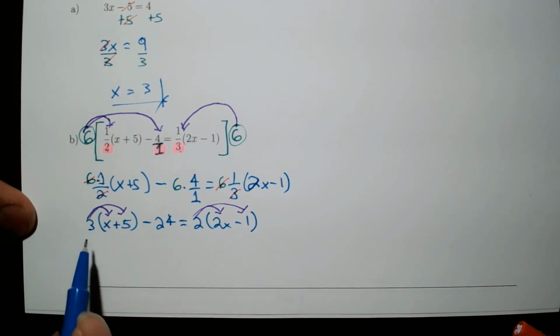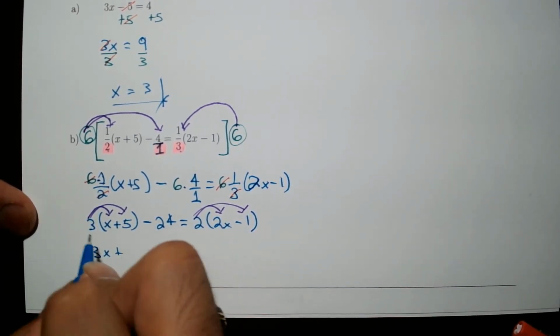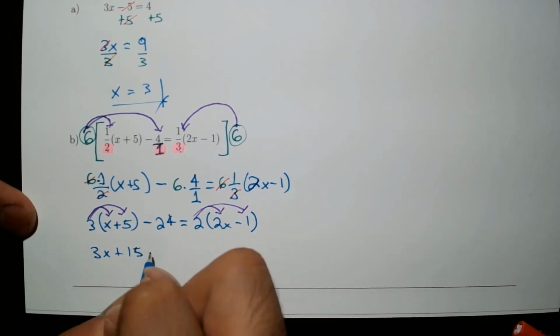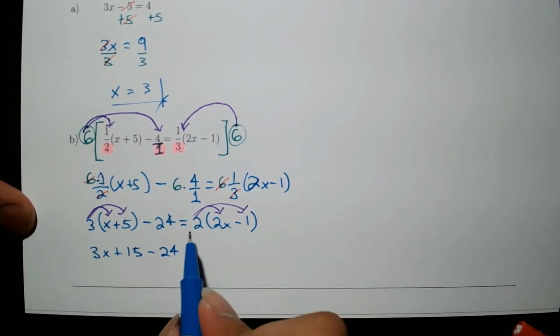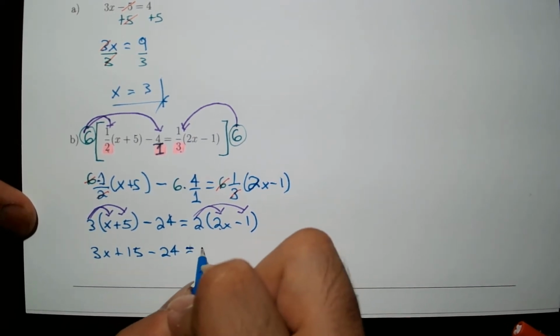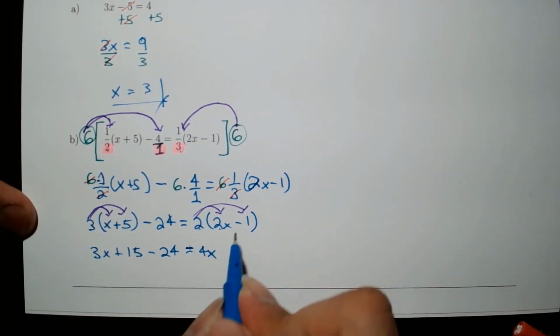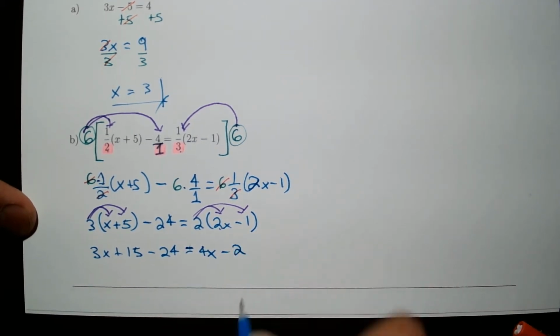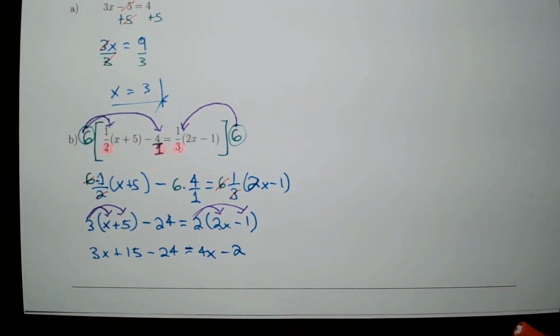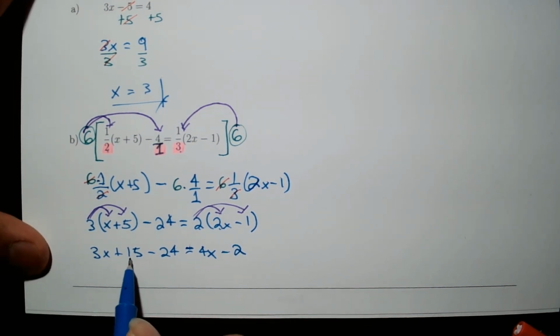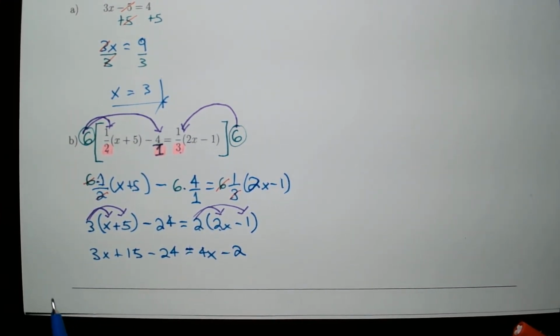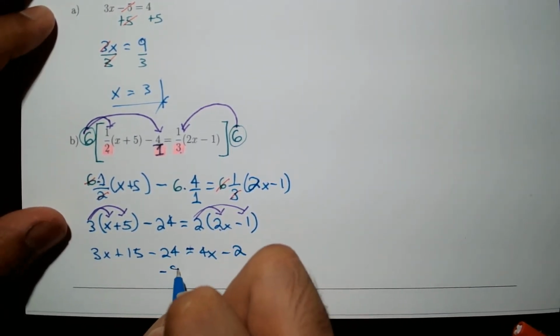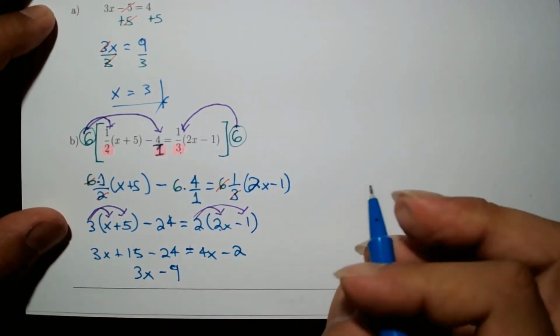Multiply using the distributive property: 3x plus 3 times 5, that's going to give us a 15, minus 24, equals 2 times 2x, that's going to give us 4x, and 2 times negative 1, that's going to give us simply negative 2. Alright, so the next step is, do we have any like terms? Yes, we have this 15 minus 24. You might want to use a calculator or anything, I get negative 9 for this, and 3x.